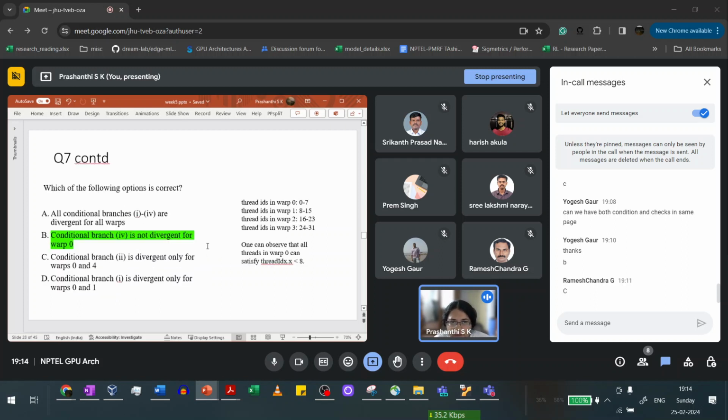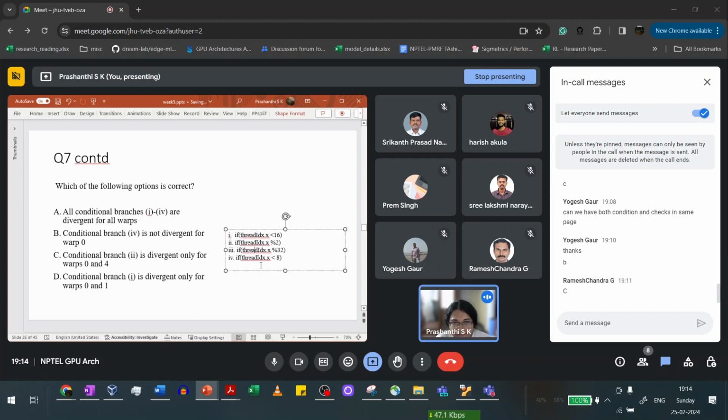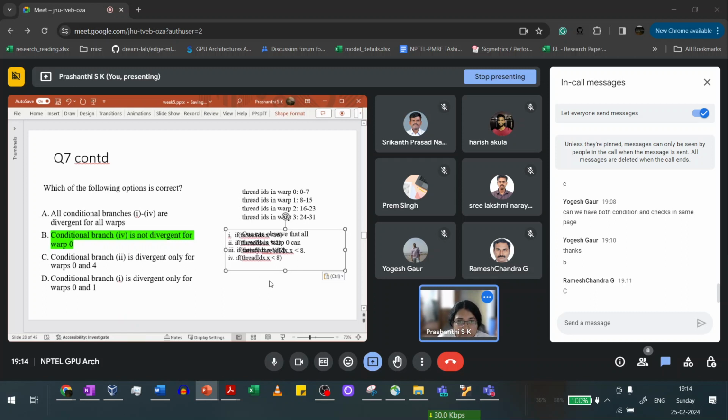Now if you think about thread IDs in all the warps, your IDs are 0 to 7, 8 to 15, 16 to 23 and 24 to 31. This is all that you need to evaluate these conditions. So let's again put these conditions here, that way you don't need to remember too much.